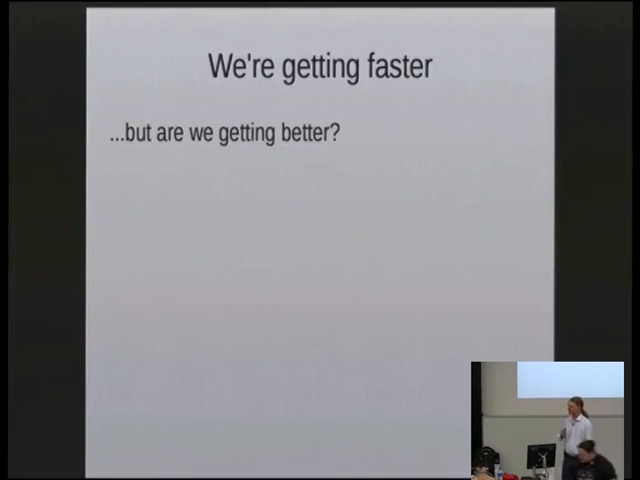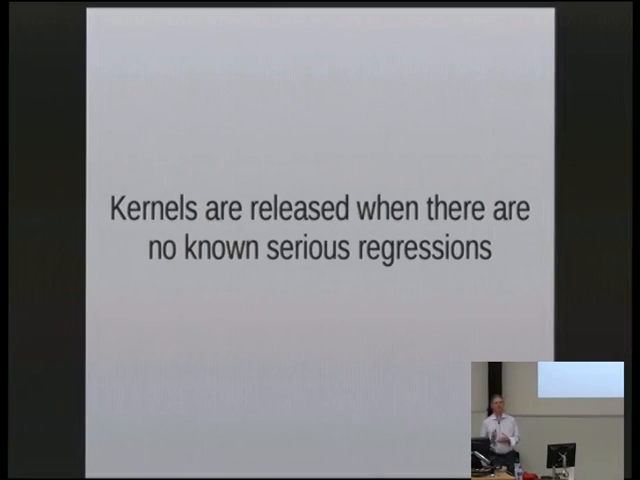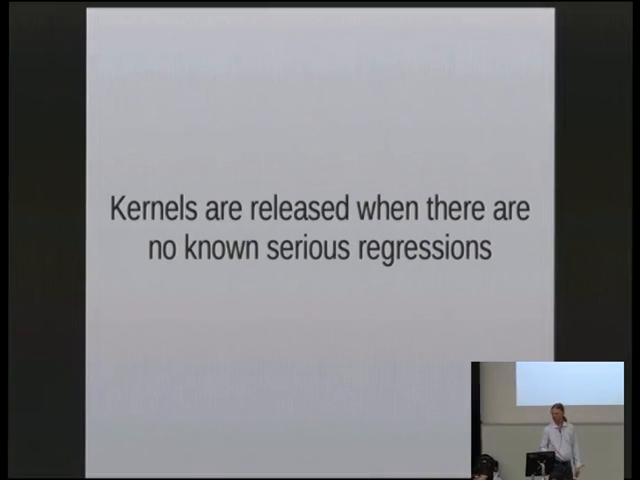But we can go on and ask, okay, we're getting faster. Does that mean we're getting better? Or are we just sort of putting out these fast food kernels that aren't necessarily all that great? So one way of looking at this is we could say that the criteria for the release of a kernel is that there should be no known regressions, right? It should work at least as well as the previous kernel release that we made. Because you know that if you haven't broken anything that used to work, then you're not stepping backwards. As soon as you start to break things that work, you are going backwards.